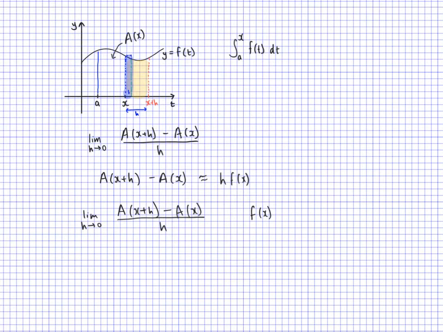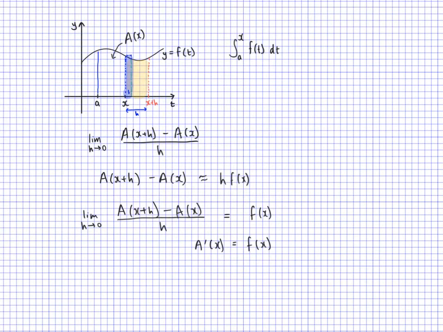And then I know that as h tends to 0, the value here is going to be very close to f of x. So this is actually going to be equal to f of x. Now, this is very interesting because this, remember, is the differential of A of x. So let's write that down: A dash x equals f of x.